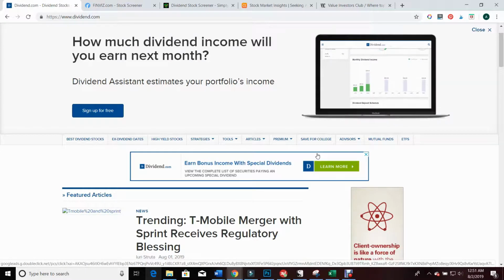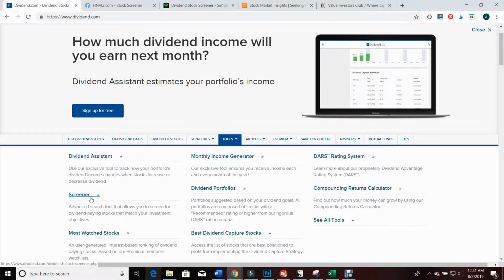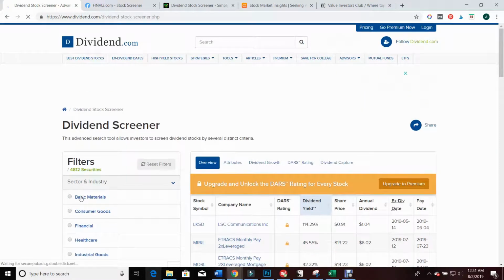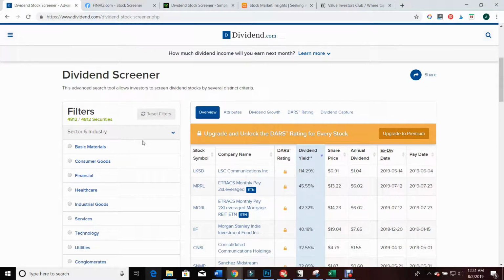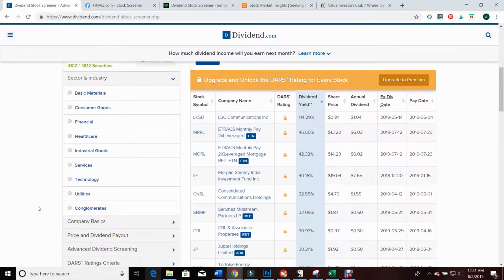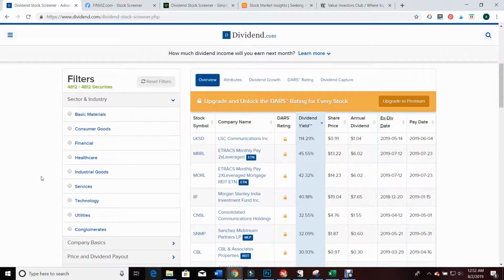The first one is Dividend.com. If you go to Dividend.com, under Tools and Stock Screener, you can use their free stock screener. They have a paid version as well, but I've never used it. This is a really great stock screener because you can screen by sector, and you can screen by dividend payment history, so stocks that have paid dividends for 10, 15, 20 years. It's a really great tool to narrow down your universe and have a good list of 20 or 30 stocks that you can look at more closely.